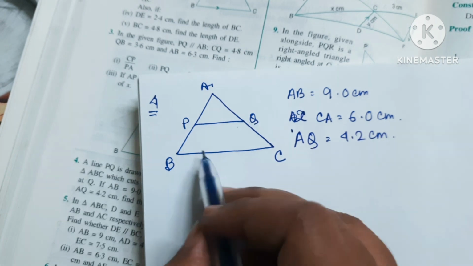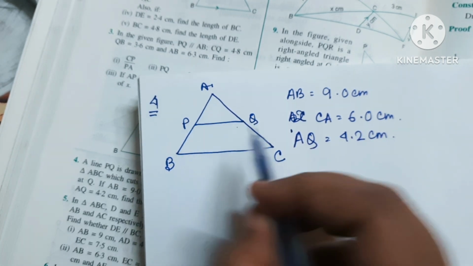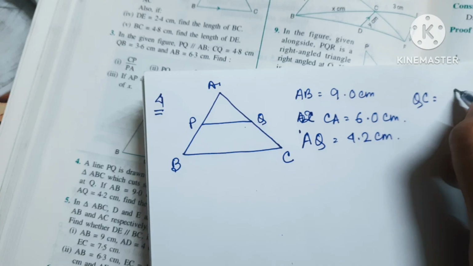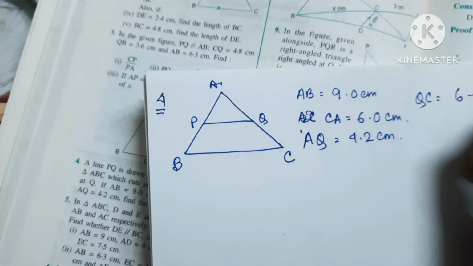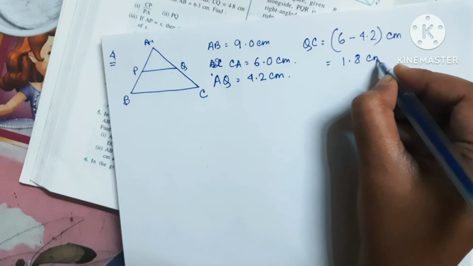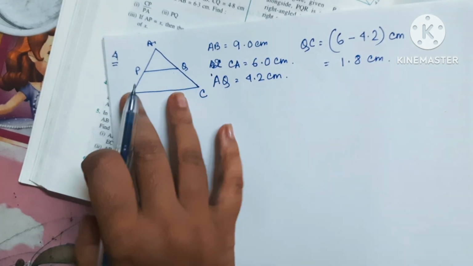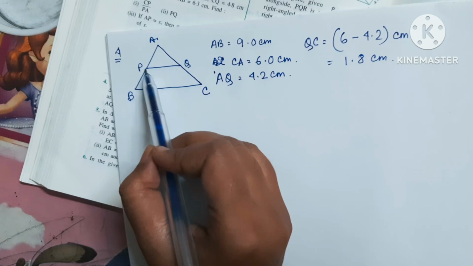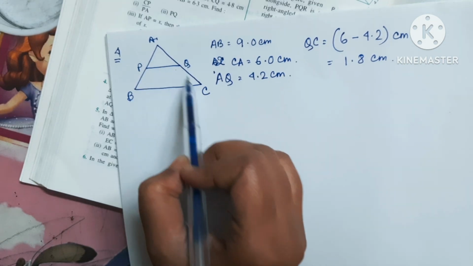See, CA is given, AQ is given. You can easily find out QC. QC is equal to 6 minus 4.2 centimeter, so it will become 1.8 centimeter. Now see, since PQ is parallel to BC, AP by PB is equal to AQ by QC.